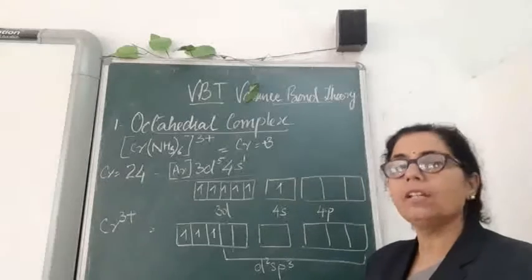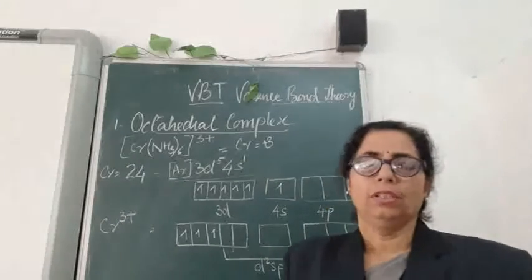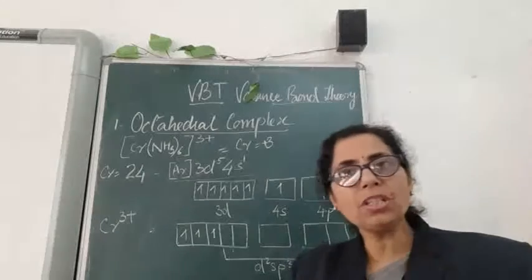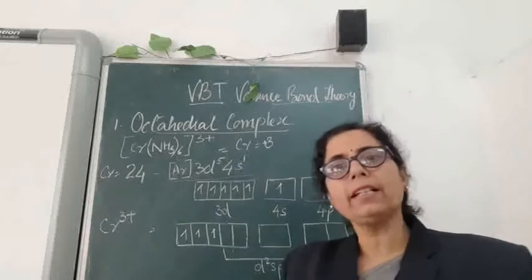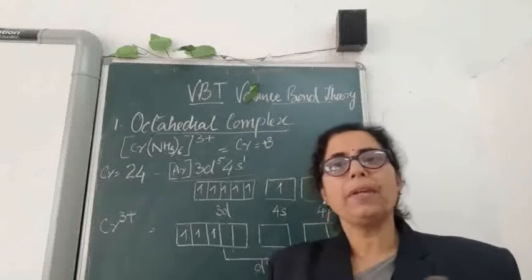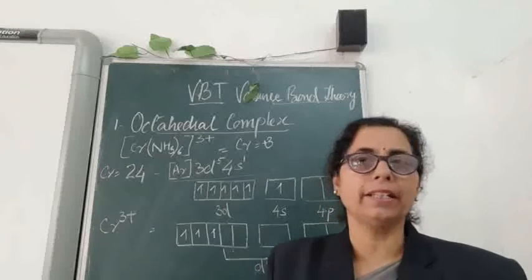Now what is required according to the valence bond theory? We have to generate empty orbitals so that ligands can give a pair of electrons to those empty orbitals and form a coordinate bond.